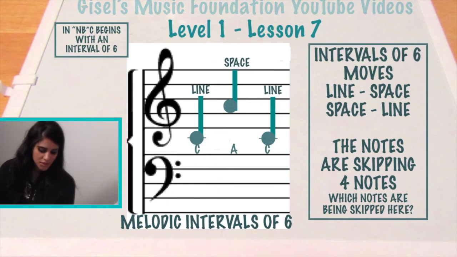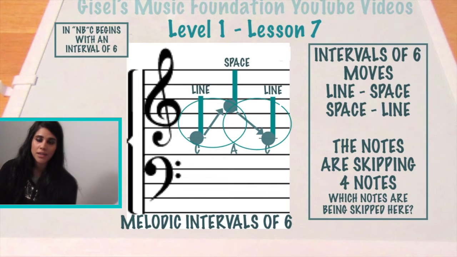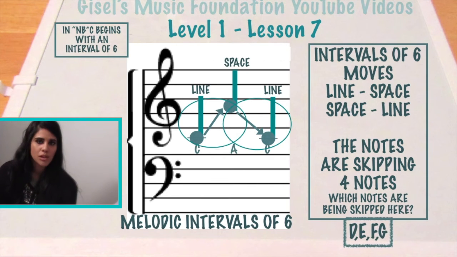With intervals of 6, when you are reading music, you are moving from a line to a space or a space to a line.